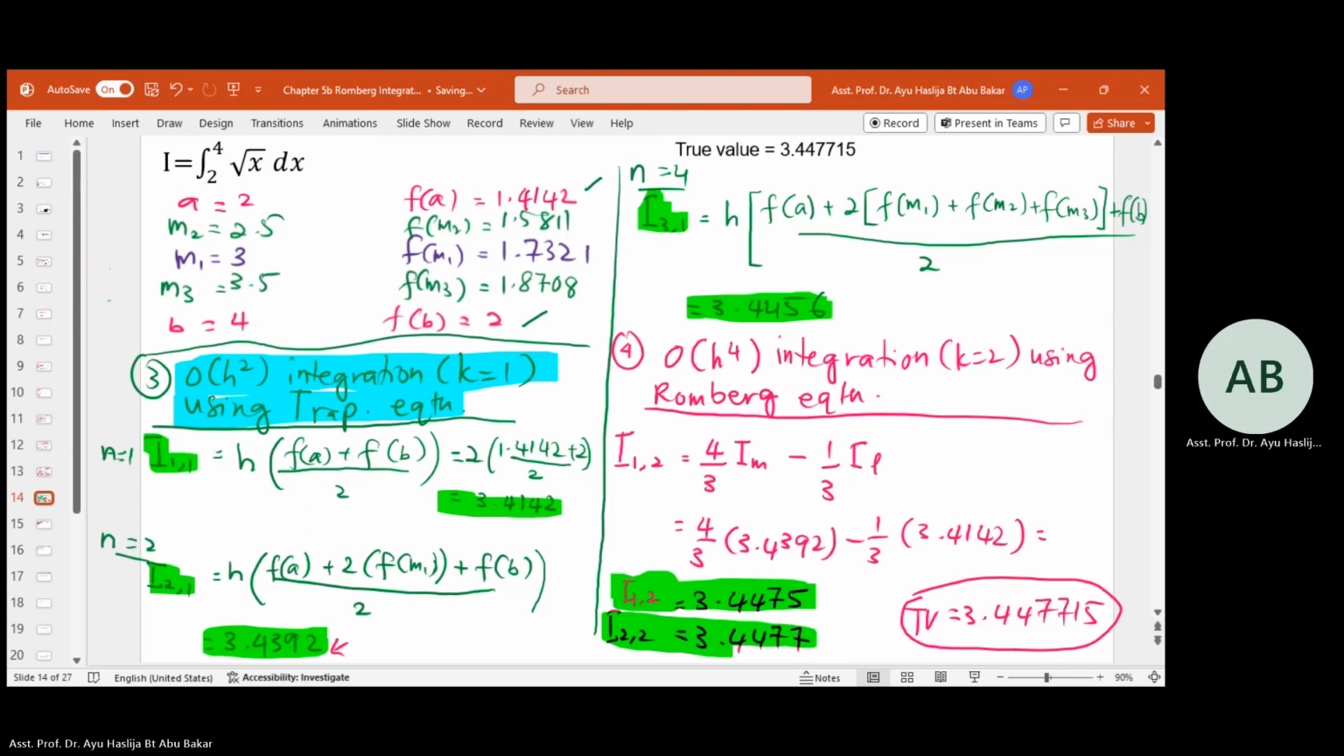Try to find level 3. Can you find level 3? OH power 6. What do you get for I33? One extra, I13. Same. 3.016.